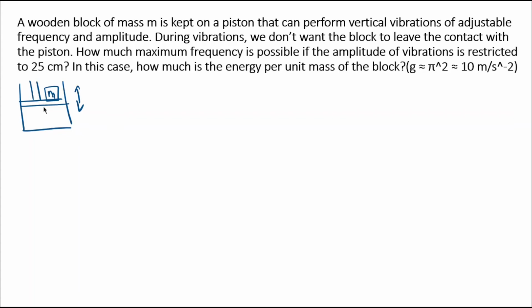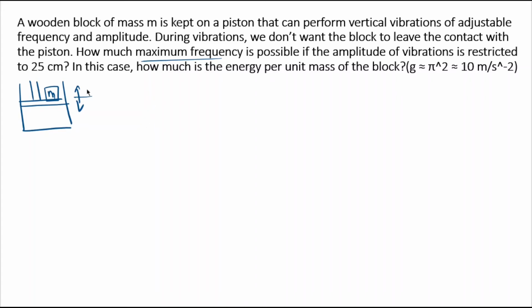So we need to calculate how much maximum frequency is possible if the amplitude of vibration is restricted to 25 centimeter. That is, the distance that piston can go from the mean position is 25 centimeter. And in this case, how much is the energy per unit mass of the block? So let's see how we can solve this sum.